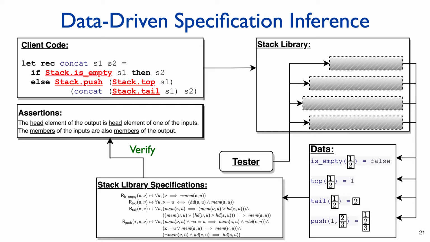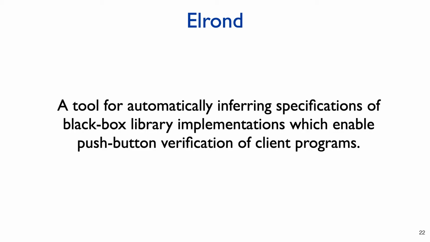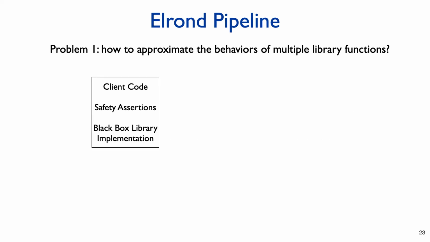Before we move on to the details of our method, I will first introduce the workflow of our tool. Our tool, called Elrond, is a tool for automatically inferring specifications of black box library implementations, which enables push-button verification of client programs. The input of our pipeline is a client code, a safety assertion, and a black box library implementation. And the first problem we are facing is how to approximate the behaviors of multiple library functions.